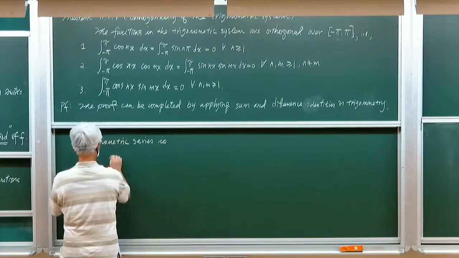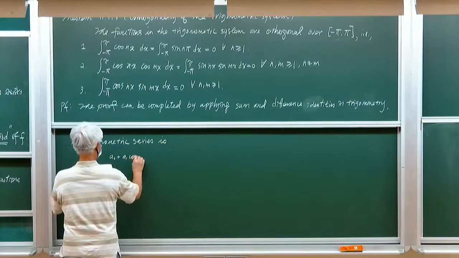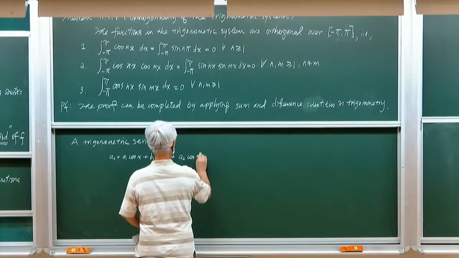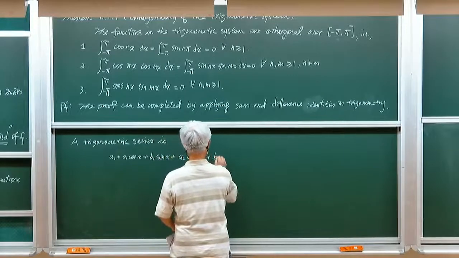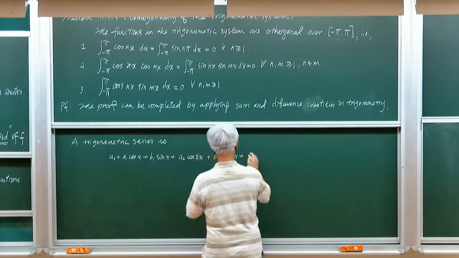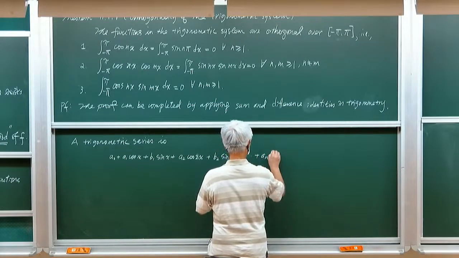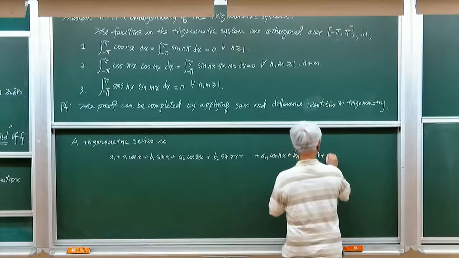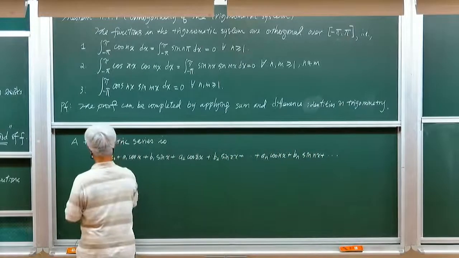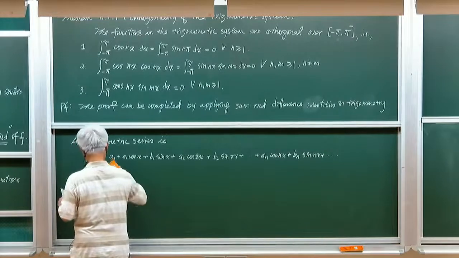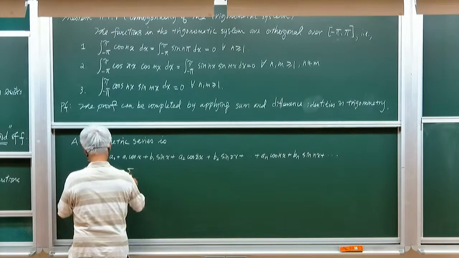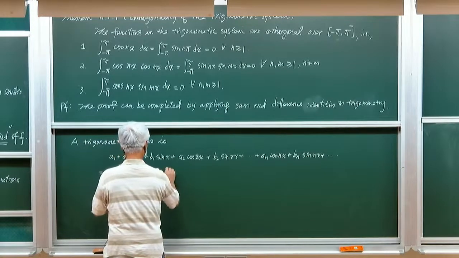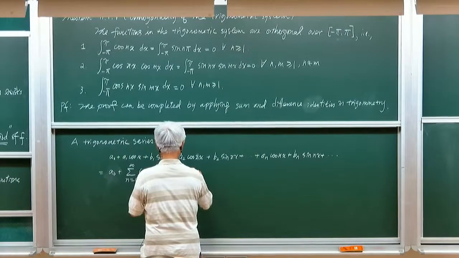Is here a0 plus a1 cosine x plus b1 sine x plus a2 cosine 2x plus b2 sine 2x plus ... plus an cosine nx plus bn sine nx plus .... Okay, and we can use a concise notation: a_n cosine nx plus b_n sine nx.